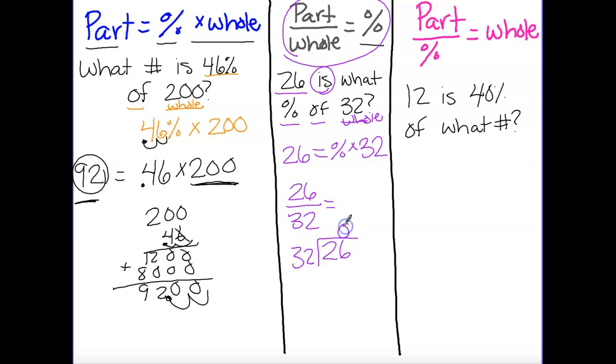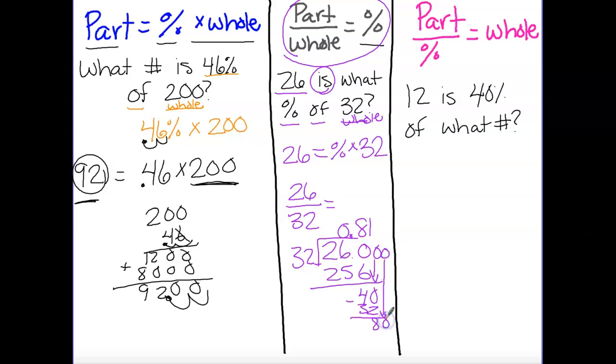32 can't go into 26. Add my decimal, add a 0. 32 can go into 260 8 times. 8 times 32 is 256. I subtract and get 4. I add a 0 and bring it down. 32 can go into 40 once. 1 times 32 is 32. I subtract and get 8.